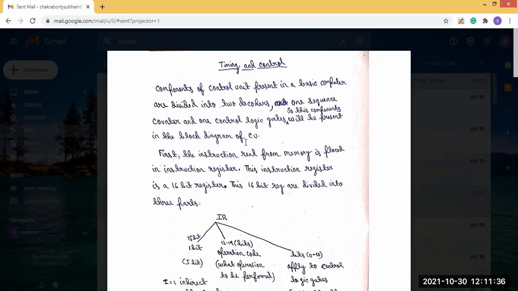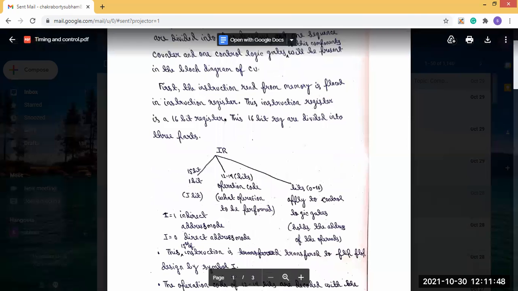These 16 bits are divided into three parts. First, bits 0 to 11 of the instruction register are applied to the control logic gates. Bits 0 to 11 hold the address of the operand, so these 12 bits are used for holding the operand's address, and they are applied to the control logic gates.